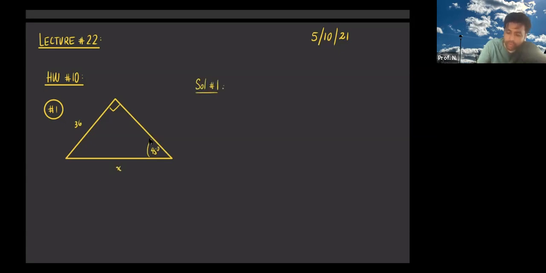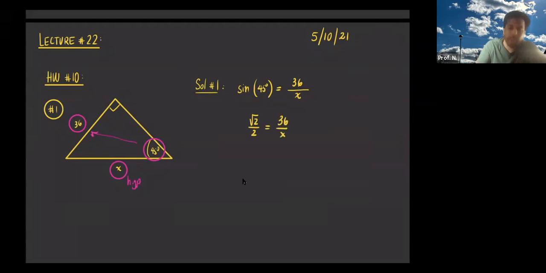Solution number one is when you look at the angle that's presented, and then you see the sides that are given. Well, this side here is opposite 45 degrees, and this side here is the hypotenuse because it is opposite the 90-degree angle. So what you can say is this is what? Sine of 45 degrees equals the opposite side, which is 36, over the hypotenuse side, which is x. And we should know that sine of 45 degrees is rad 2 over 2.